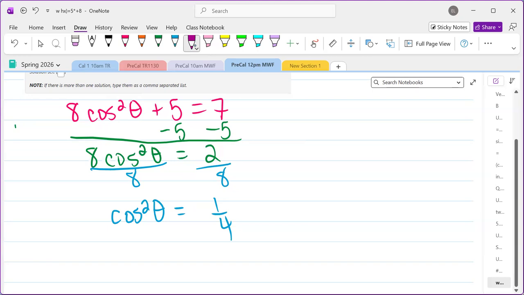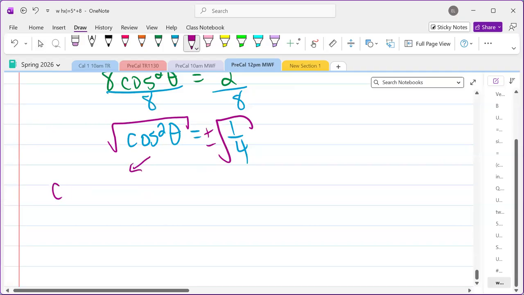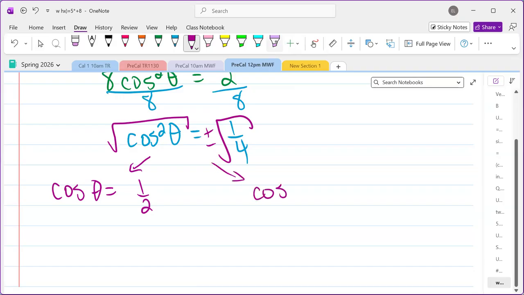Now we're trying to get theta by itself. There's a cosine attached to that theta, and there's a squared attached to the cosine. So my next thing to get rid of is the squared. I'm going to do that by square rooting. But what else do I have to remember when I square root? Yep. So I actually have two equations that I'm going to get here now. I have the cosine of theta could equal positive, the square root of 1/4 is 1/2, or I have the cosine of theta could equal negative 1/2.